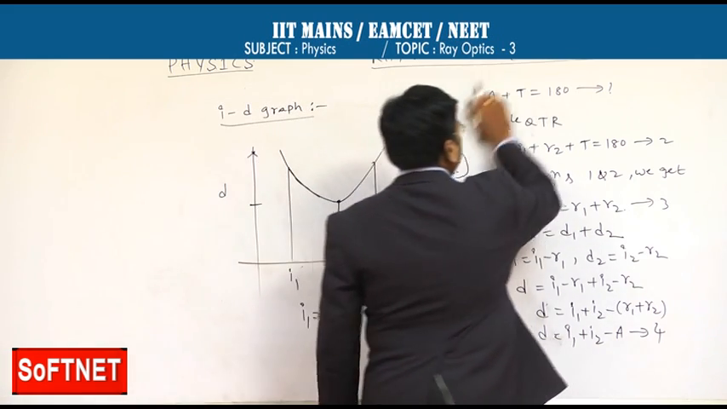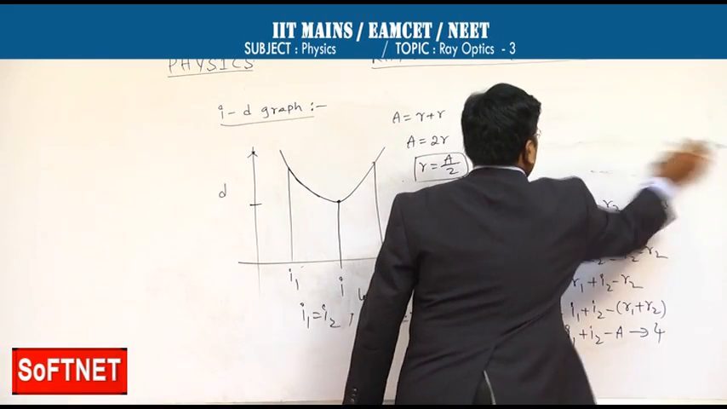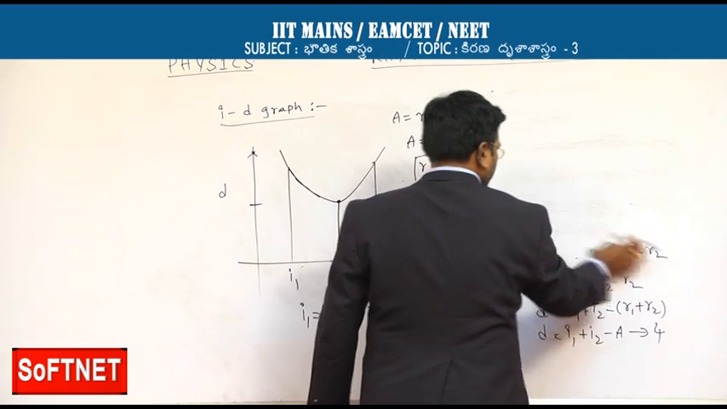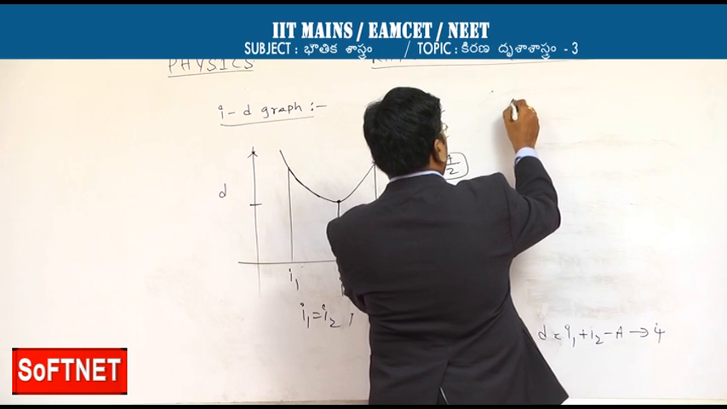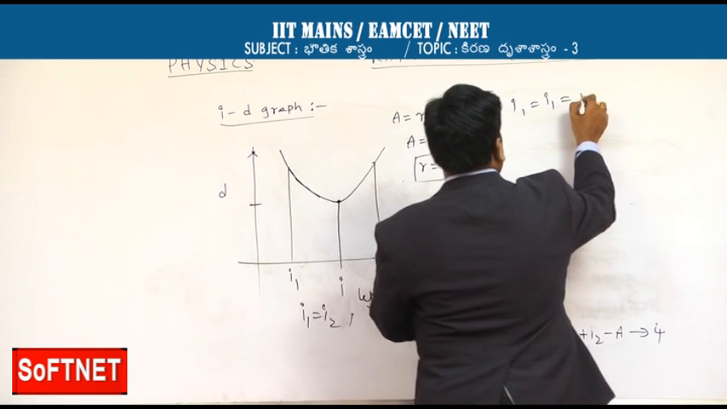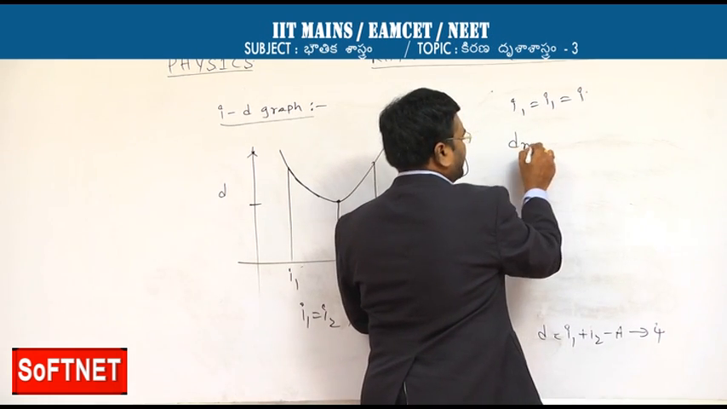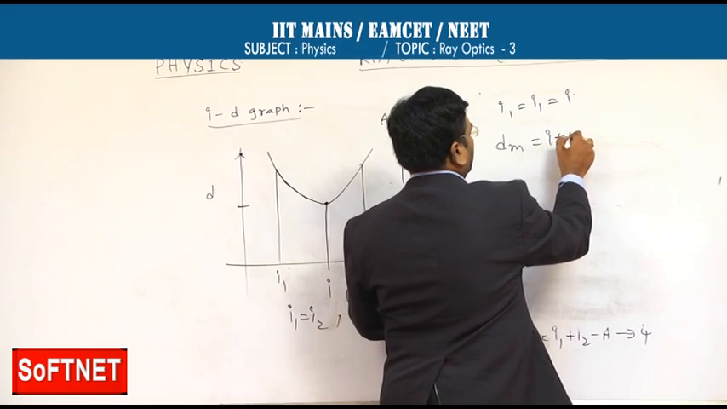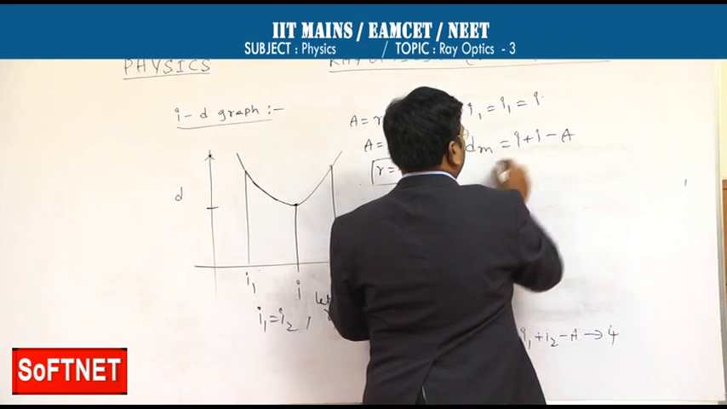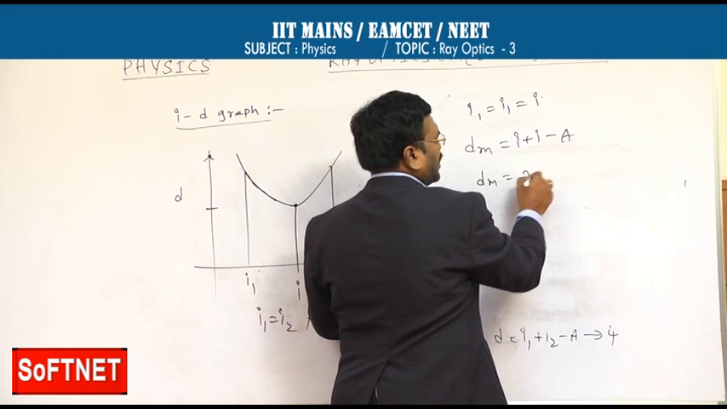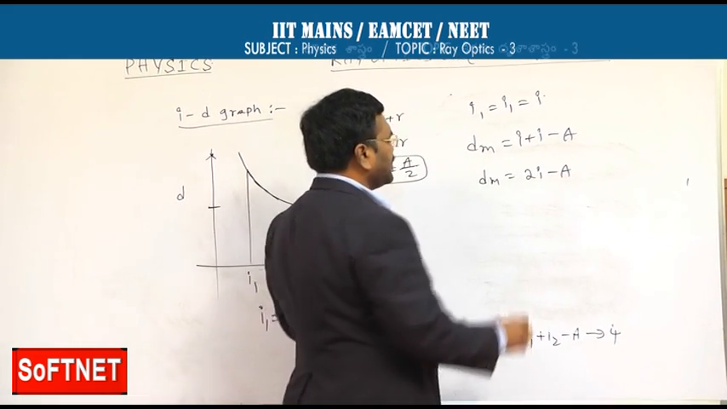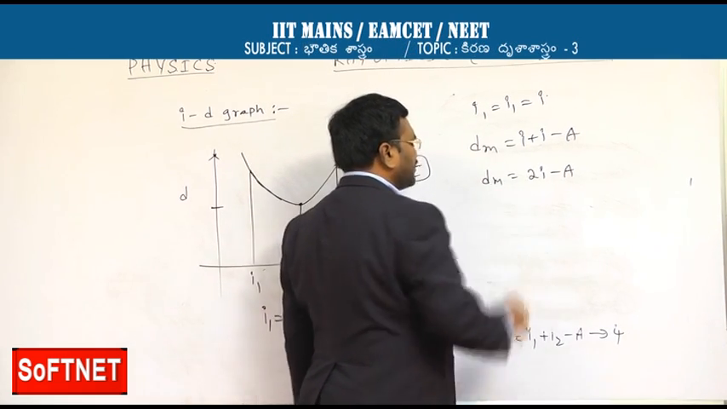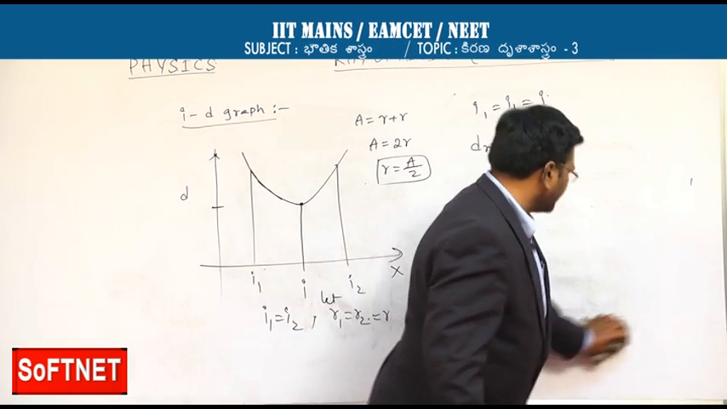Here in the fourth equation, I1 is equal to I2 is equal to I at minimum deviation. D minimum is equal to I plus I minus A. So minimum deviation is 2I minus A.